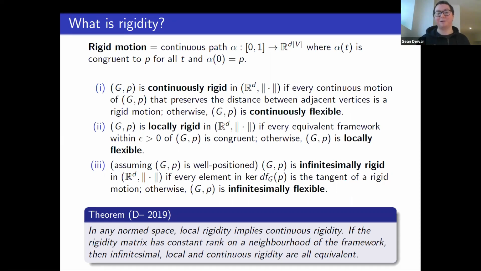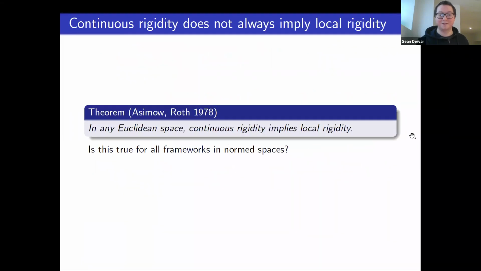Now, where does this break down? You'll notice I haven't put that continuous rigidity implies local rigidity. So Asimov and Roth proved that this is true in Euclidean spaces. So in any Euclidean space, if something's continuously rigid, it's locally rigid. Now they proved this via a lot of complicated algebraic geometry. Well, maybe not complicated, but it used algebraic geometry. Now we're not going to have algebraic geometry in every normed space. I just described a norm that's made out of a square that cannot be described by an algebraic function. Okay? So we can't be using all these algebraic geometry tools.